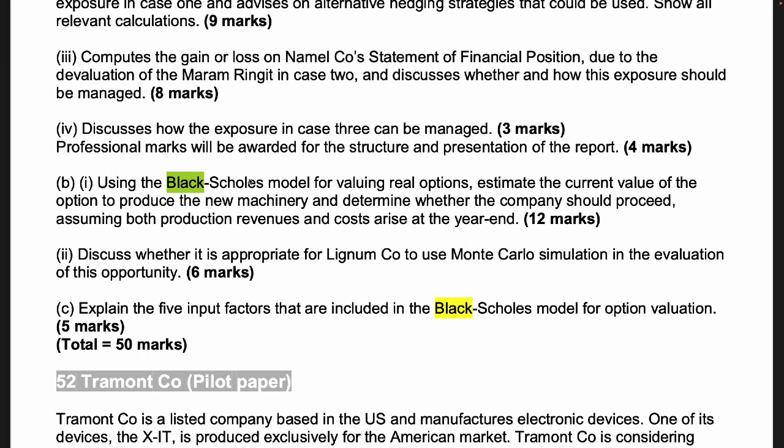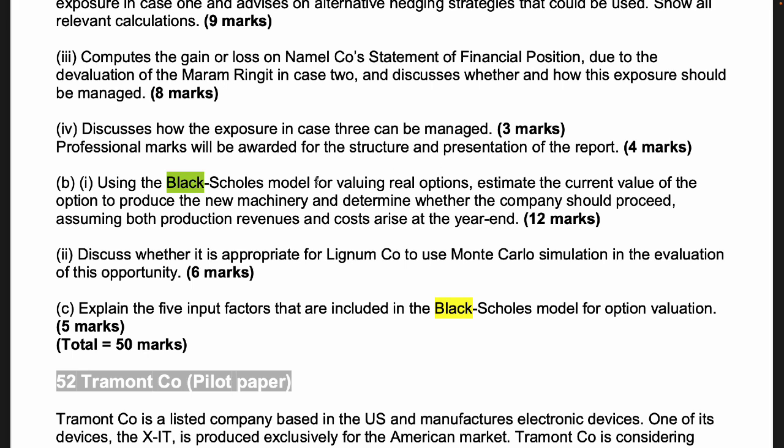Next, using the Black-Scholes model for valuing real options, estimate the current value of the option to produce the new machinery, and determine whether the company should proceed, assuming the production revenue and cost arise at year end. They give you 12 marks for calculating the BSOP. If you know how to do it, it'll be fast. Discuss whether it's appropriate for Lignum to use Monte Carlo simulation in the evaluation of this opportunity. Then part C, explain 5 input factors that are included in the Black-Scholes model for option valuation. So can you explain this model? That's basically the report requirement.